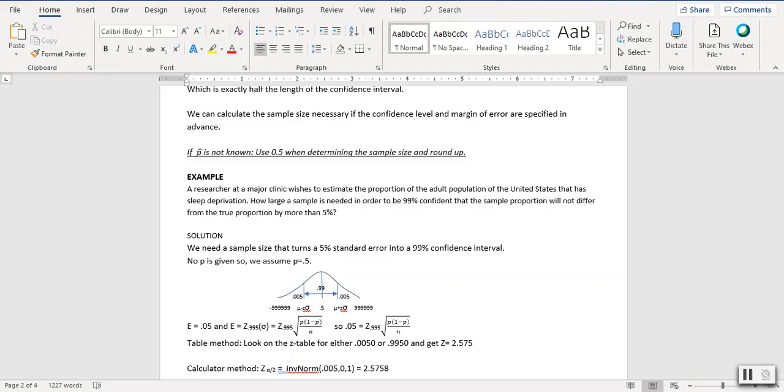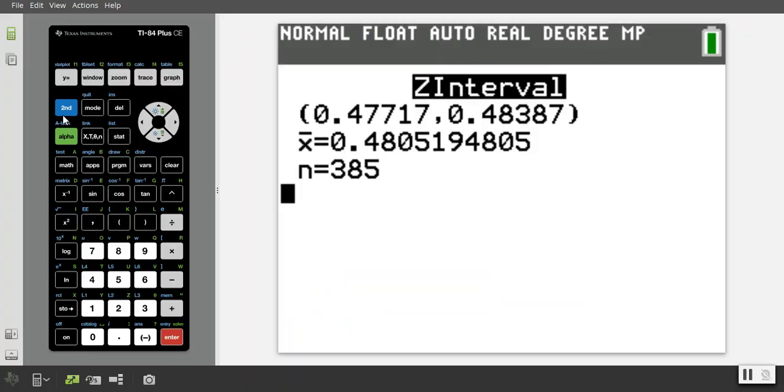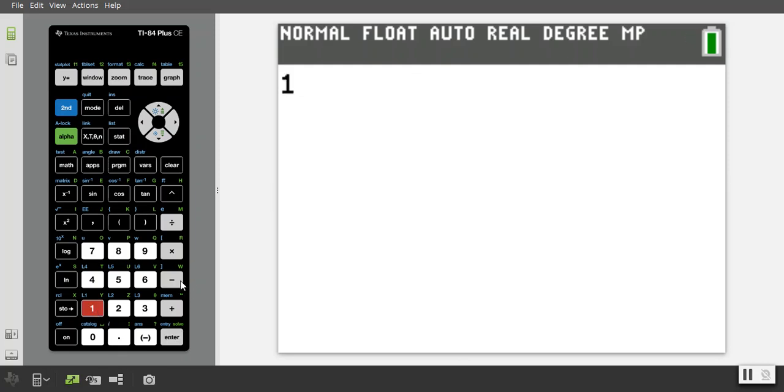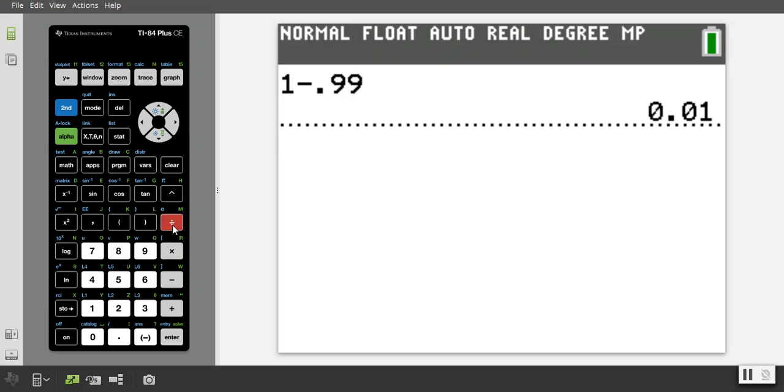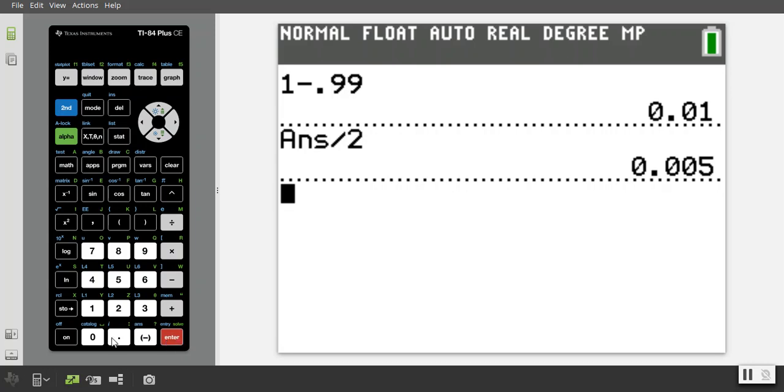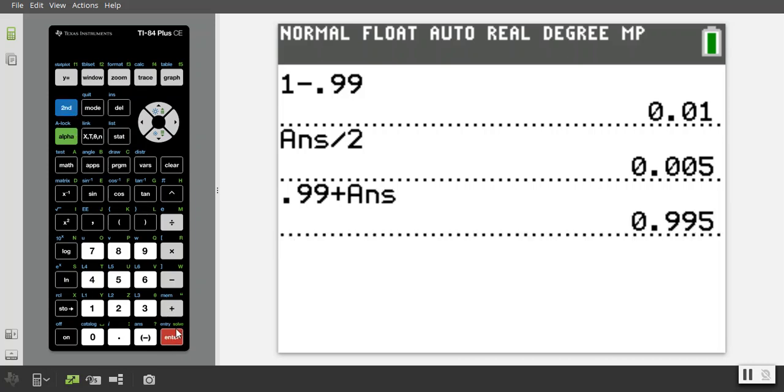So let's do it like this. We're going to take 1 minus 0.99, and then we're going to divide this by 2. But we're going to have to add this back to the 0.99. You can find whatever method you prefer to find the 0.995.